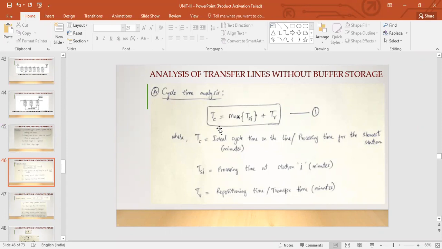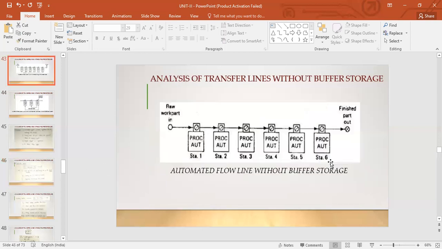First equation, as you can see, TC, that's your ideal cycle time on the line, in minutes, or basically processing time for the slowest station. So what we are trying to consider here is, I told you each station may or may not have the same processing time. It will vary a little bit.